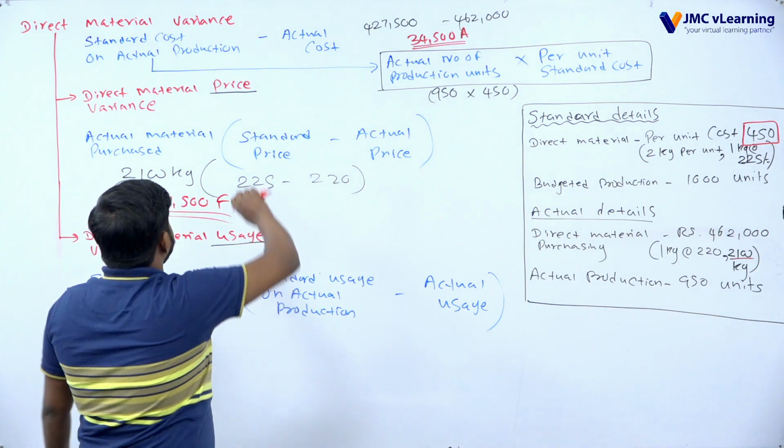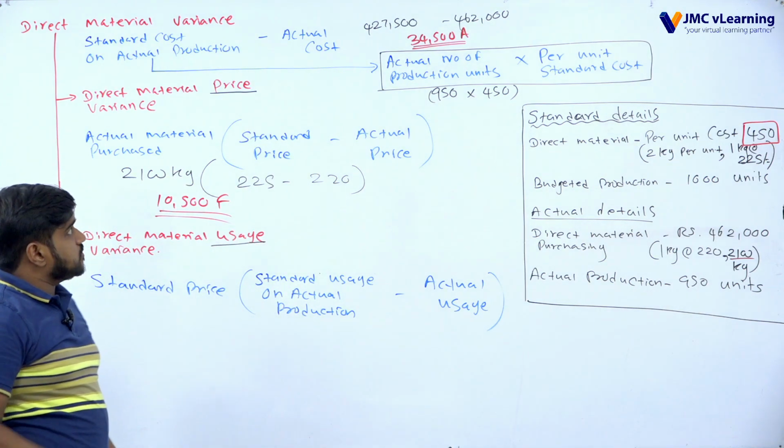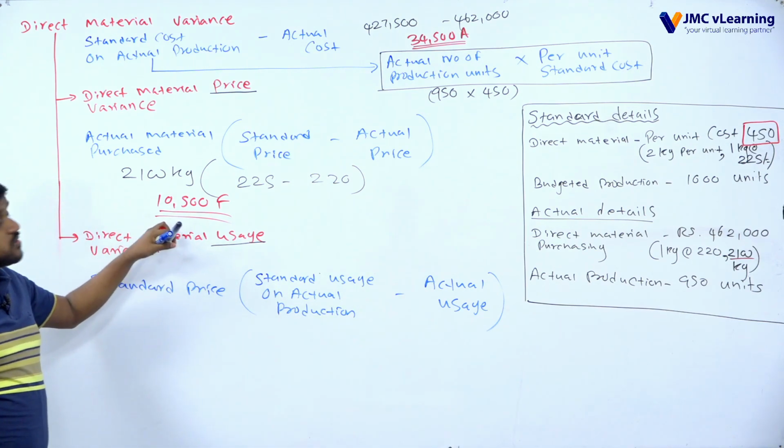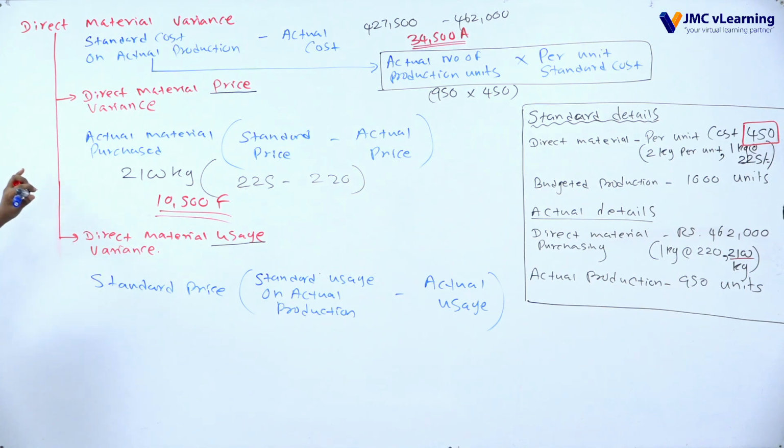That means even though our total direct material variance is adverse, when we consider the price change, it actually has a positive effect. It makes a positive impact on our business.